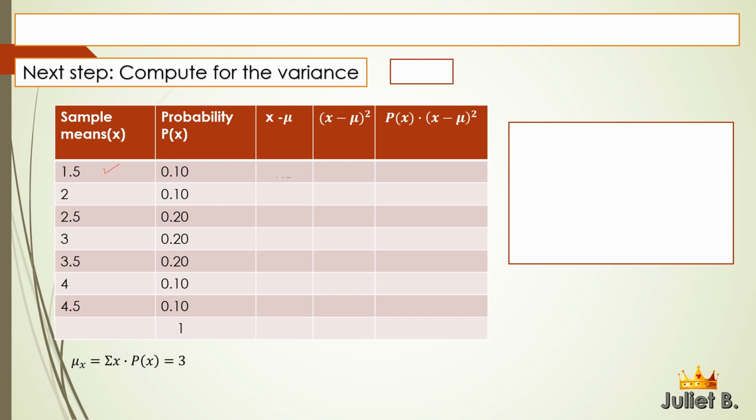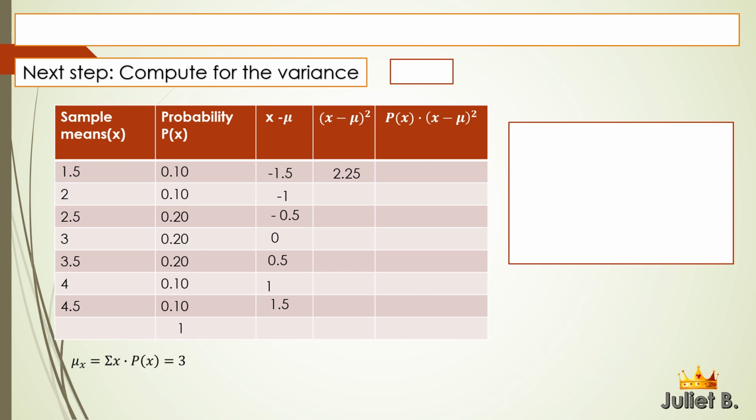1.5 minus 3 is negative 1.5. 2 minus 3 is negative 1. 2.5 minus 3 is negative 0.5. 3 minus 3 is 0. 3.5 minus 3 is 0.5. 4 minus 3 is 1. And 4.5 minus 3 is 1.5. Ayun, tapos na tayo sa column na yan. Ang sunod, itong column na to ay isa-square natin. Ibig sabihin ng isa-square, negative 1.5 times negative 1.5. Kaya, we have 2.25.